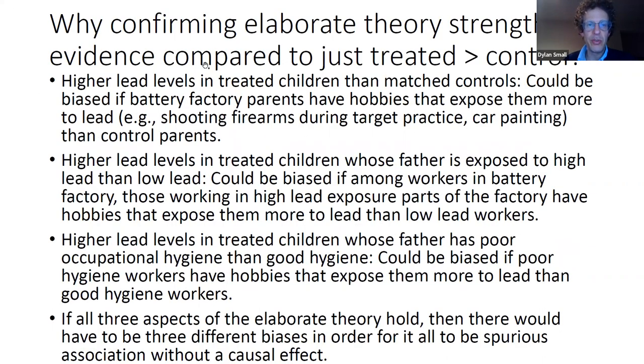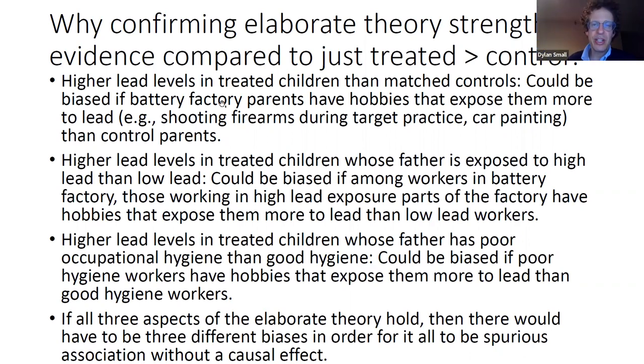If we could confirm these three things, why would we have more evidence for the father being exposed to lead causing a child to have more lead? Why would we have more evidence than if we had just done the comparison of the treated children and the matched controls? The treated children versus the matched controls could potentially be biased if the battery factory parents have hobbies that expose them more to lead, for example, shooting firearms during target practice or car painting.